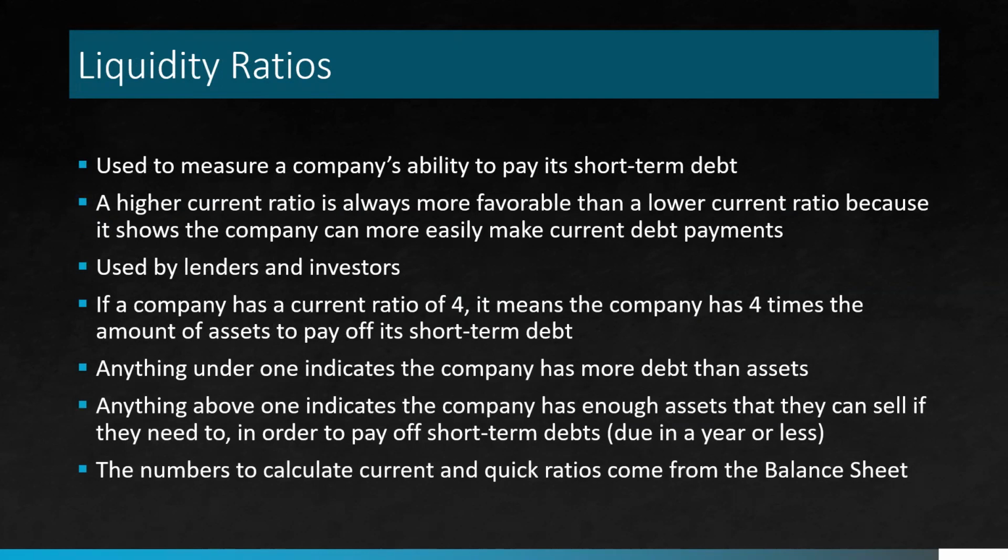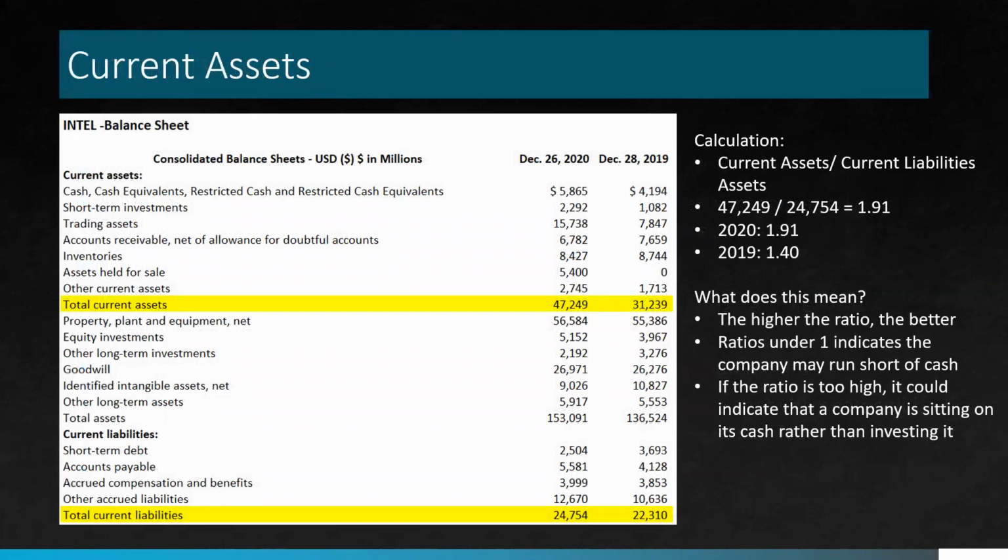The numbers to calculate the quick and current ratios come from the balance sheet. So again, we're looking at Intel's balance sheet, and we're going to look at their current assets divided by their current liabilities, which will give us the current ratio. As you can see, in 2020, the current ratio was 1.91, almost 2, which means they have more assets than they do debt, which is a good position to be in. And in 2019, that number was 1.40.